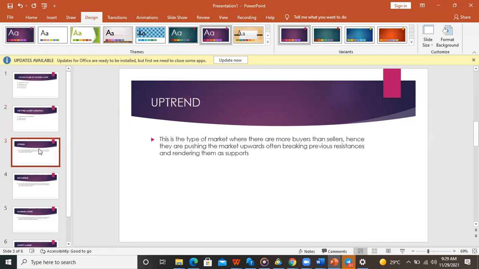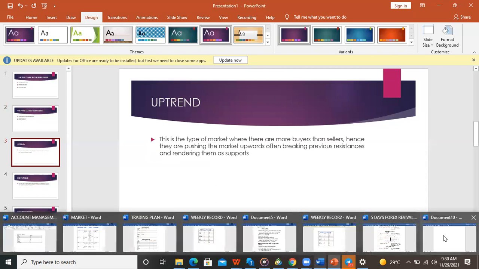All right, so uptrend. What is an uptrend? This is my personal definition of what I think an uptrend is. This is the type of market where there are more buyers than sellers. Hence, they are pushing the market upwards, often breaking previous resistances and rendering them as what? As supports.